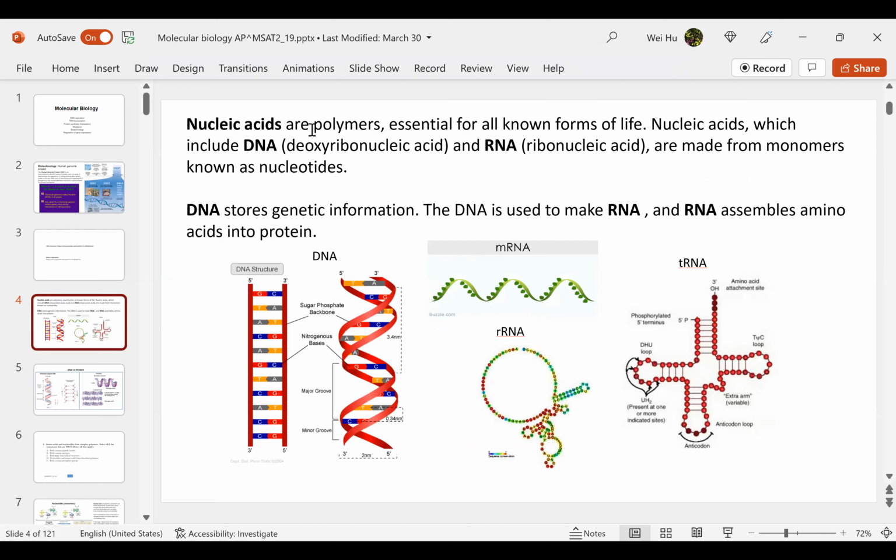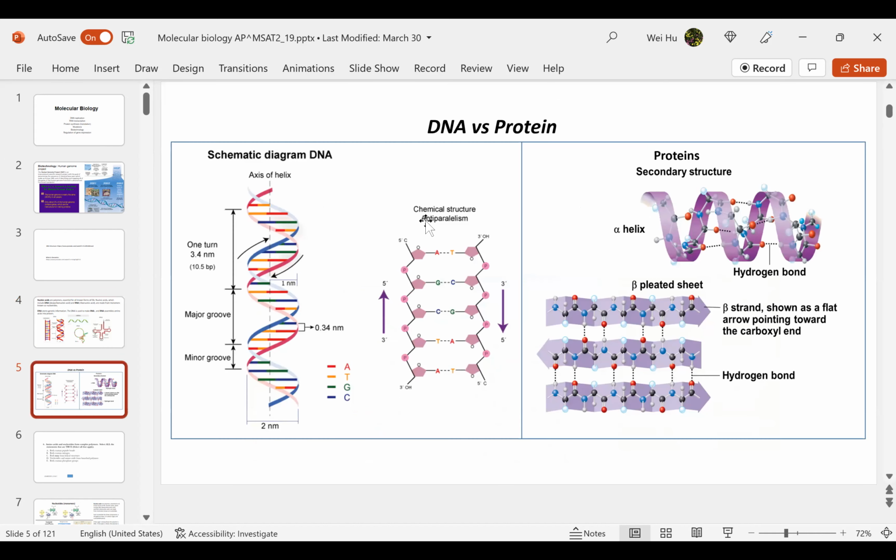So let's review. Your nucleic acids are polymers, including DNA and RNA. DNA has a double-stranded helix. RNA has an irregular shape, whereas mRNA has a linear shape, and rRNA and tRNA are very irregular. Okay, so look at this one.